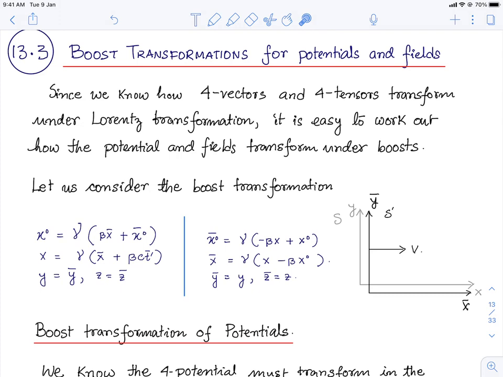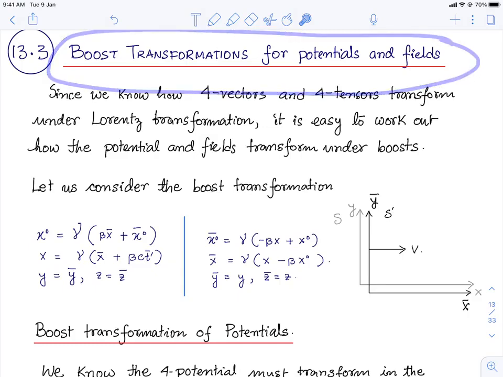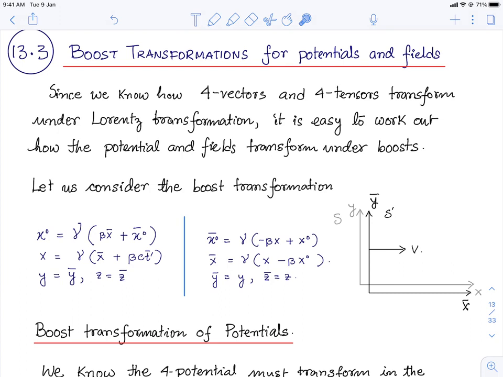So now if we say that our four potential is a four vector, then we know how its components transform. Similarly, if we say that the electric and magnetic fields are components of a 0,2 tensor, then we know how they should transform under boosts. Okay. So we are going to use that knowledge about transformation of vectors and tensors under boosts to figure out what is the transformation of the potentials and the fields if we do a Lorentz boost.